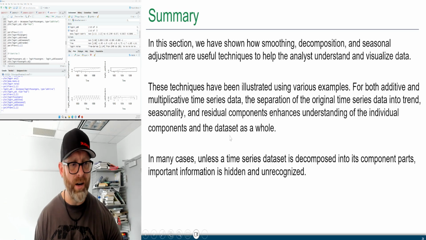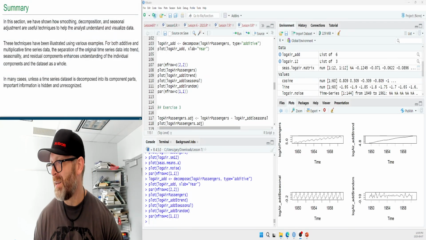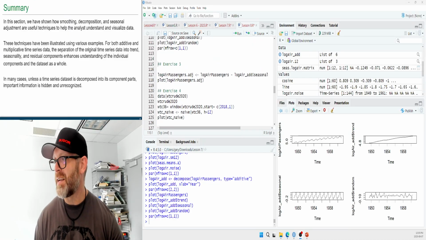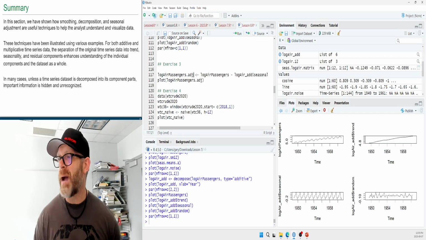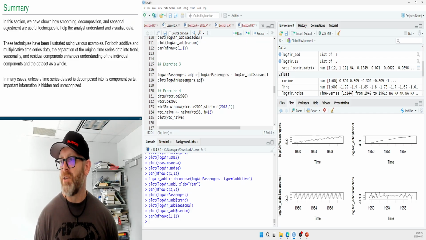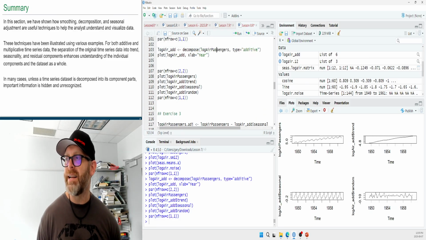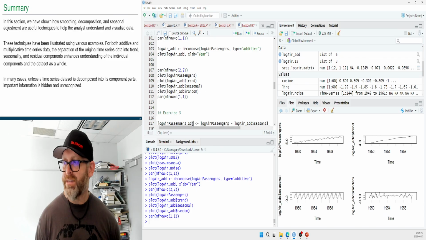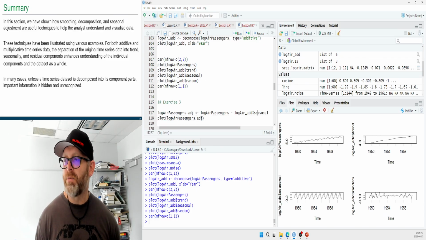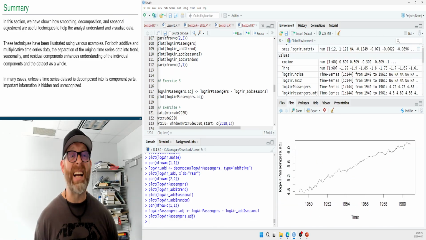Okay, so let's go back to our exercise one last time for today. Exercise 3. Okay, so I'm going to create a log air passengers.adj, for adjusted. So I'm taking my original data. Now, this is what I did here. I used the decompose function, additive, and I stored this into log air underscore add. So I take this log air underscore add, dollar sign, going under the seasonal component of this, and I'm just subtracting that from the original data. And if I plot this, that's exactly what we have here.